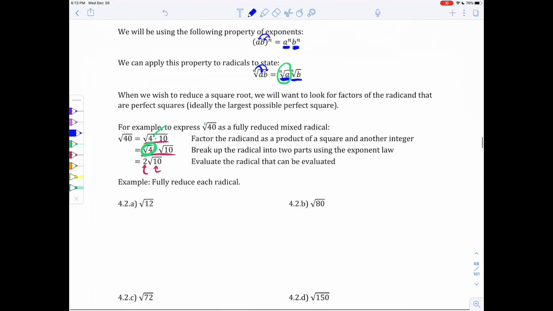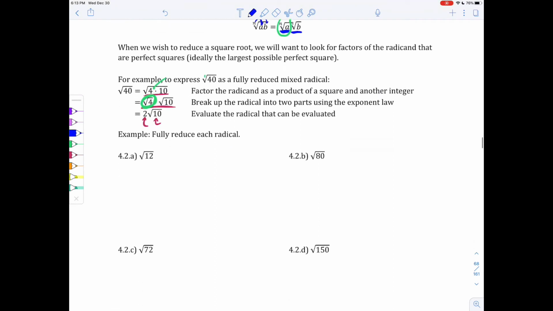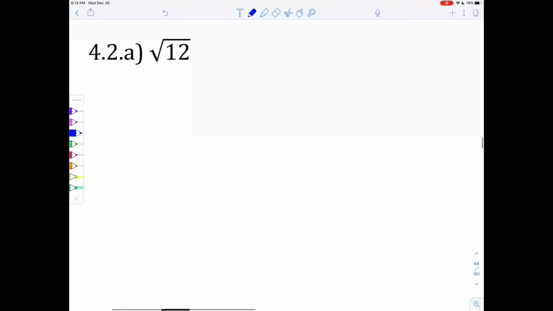All right. So we're going to take a look at some examples here. I will start with this one. So fully reducing this, I'm going to break up that 12. I'm going to break it up in green. And I want to break it up into a part that has a square and a part that's not. So 6 and 2 is no good. That does not help me. But 4 and 3 does, because 4 is a perfect square.